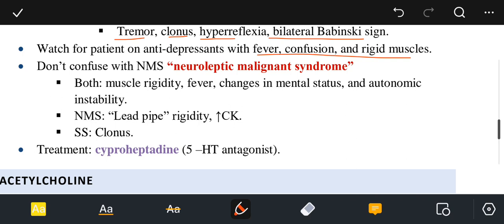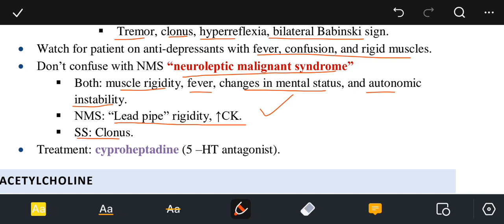Don't confuse it with neuroleptic malignant syndrome. Both have muscle rigidity, fever, changes in mental status, and autonomic instability. So both conditions, serotonin syndrome and neuroleptic malignant syndrome, have muscle rigidity and fever and changes in the mental status and autonomic instability. Neuroleptic malignant syndrome leads to lead pipe rigidity and an increase in creatine kinase, and serotonin syndrome has clonus. So the differential is that in neuroleptic malignant syndrome we will find lead pipe rigidity with increased creatine kinase exclusively with NMS, and with serotonin syndrome we find clonus, right?